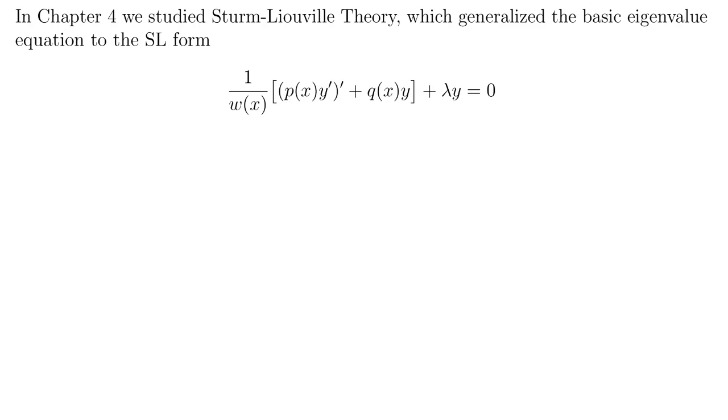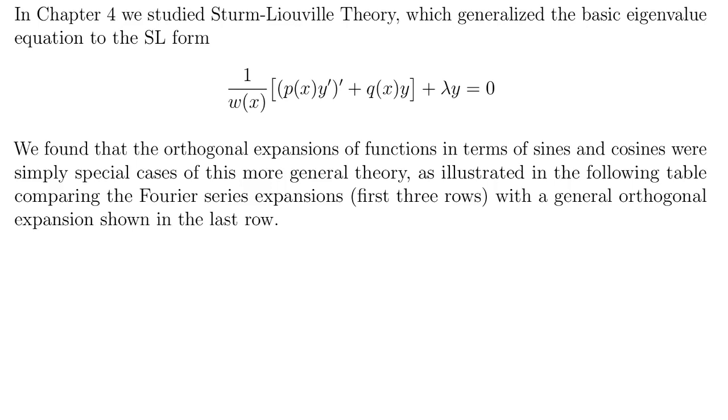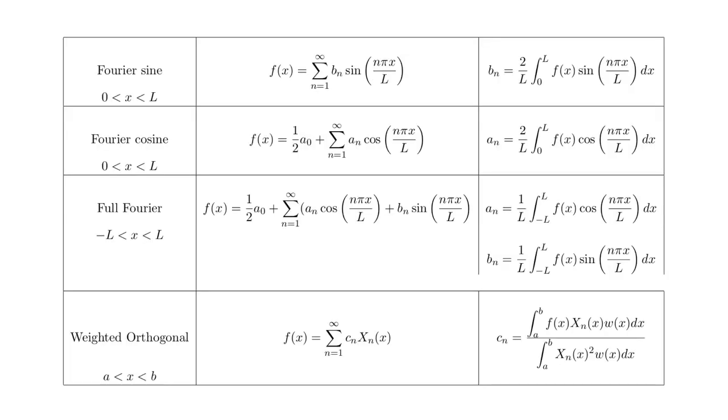In chapter 4, we studied Sturm-Liouville theory, which generalized the basic eigenvalue equation to the Sturm-Liouville form shown here. We found that the orthogonal expansions of functions in terms of sines and cosines were in fact simply special cases of this more general theory, as illustrated in the following table comparing the Fourier series of a function with the general weighted orthogonal expansion. The first 3 rows in this table describe the expansion and formula for the coefficients for the Fourier sine, cosine, and full Fourier series.